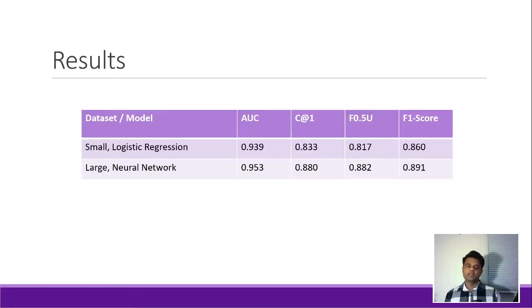These are the results that our models received when they were submitted to the PAN evaluation system, where they were tested on a previously unseen test set. Our models achieved the second best performance on both the small and large datasets. The neural network model got an AUC of 0.95, and the logistic regression model, which was trained on the smaller dataset, got an AUC of 0.93.